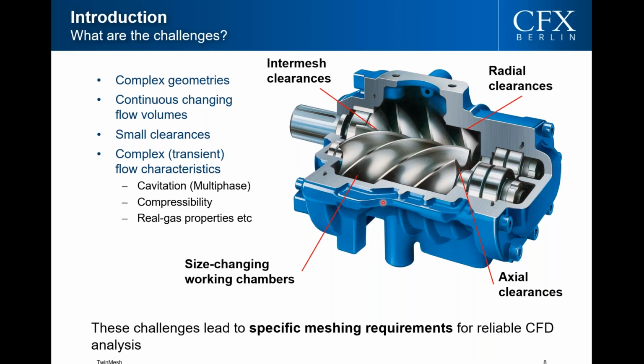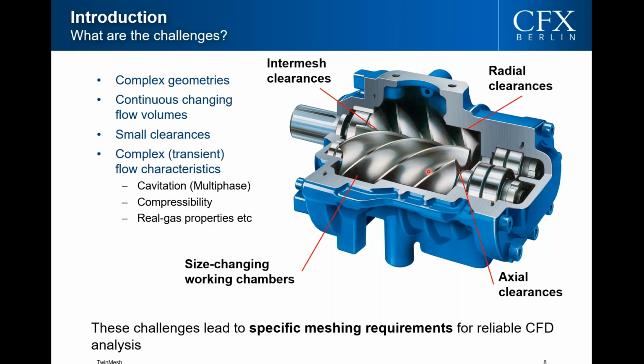Also, if you look between rotors and housing, there are basically clearances everywhere. So we have the intermesh clearance between the two rotors, and also radial clearances and axial clearances between rotors and housing.